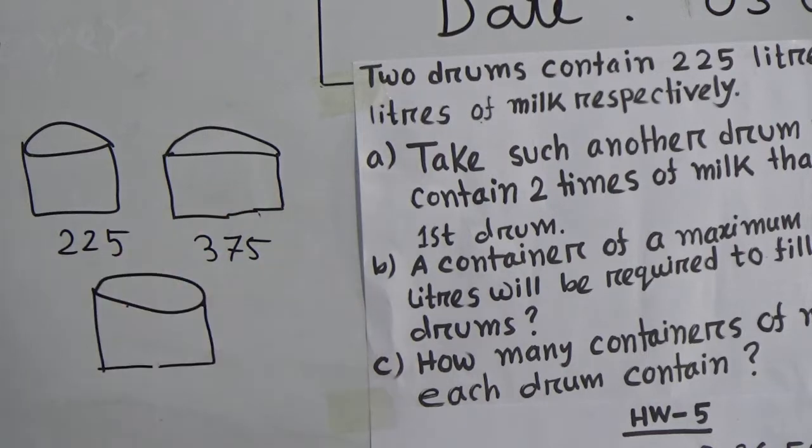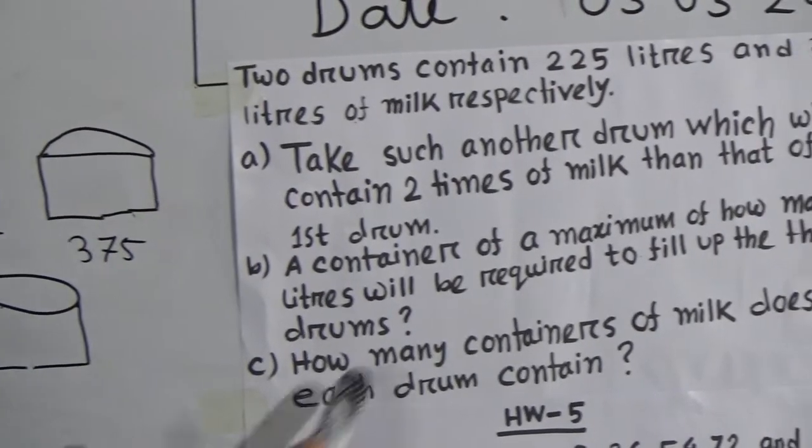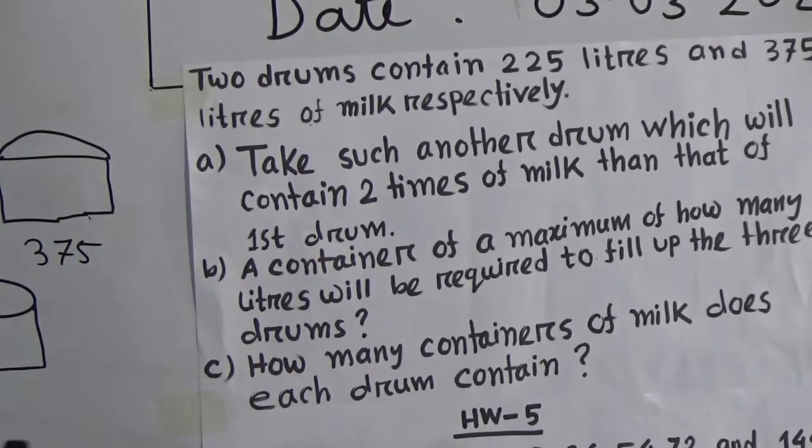Now see question of C. How many containers of milk does each drum contain? That means how many containers of milk will be needed for the first drum, second drum and the third drum. Okay.